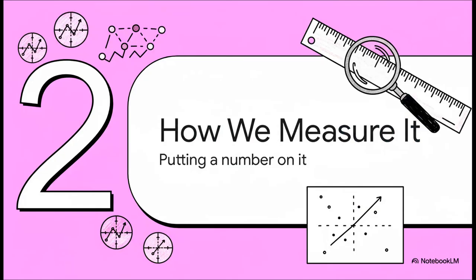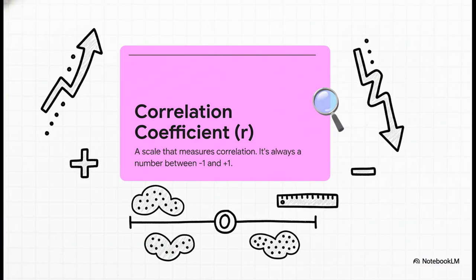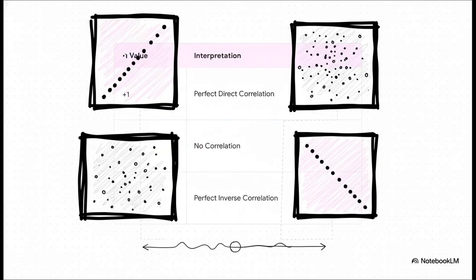Okay, so seeing a pattern is one thing, but statistics is all about being precise. So how do we put an actual, concrete number on that connection? We do it with something called the correlation coefficient, which we just call R. And the absolute beauty of R is how simple it is. It's always a number that falls somewhere between -1 and +1. That one little number tells you everything you need to know about both the strength and the direction of the relationship.